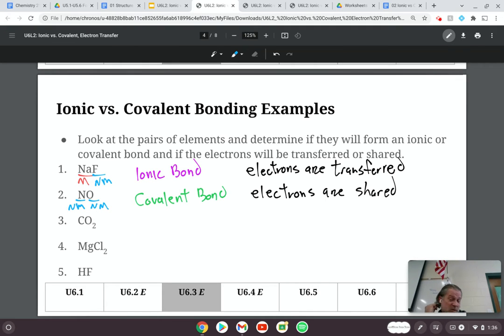Now, what I'm going to do is give you a minute or two to go ahead and work through the next three. That will give us an opportunity to practice, and then I'll check your answers. We'll go through the answers in a second. So go ahead and identify the type of bond that would be present between CO2, MgCl2, and HF.